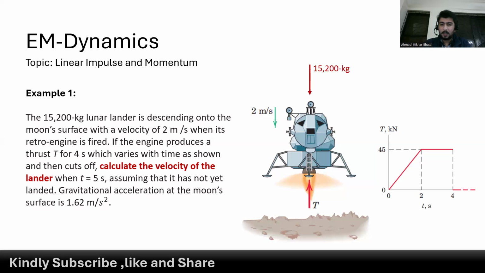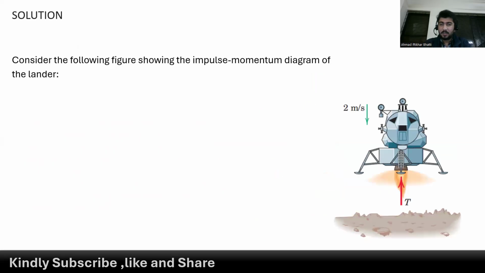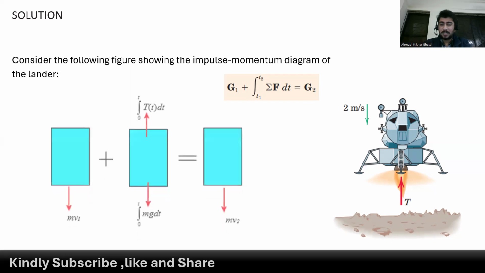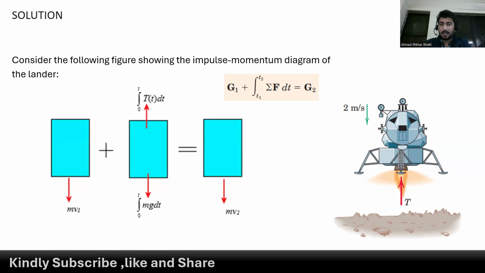And we have to assume that it has not yet landed and the gravitational acceleration at the moon's surface is 1.62 meters per second squared. So first of all, let's talk about the formula. The formula for linear impulse and momentum is G1 plus the integration of impulse from t1 to t2, equal to G2. Here G1 and G2 are the linear momentum, where G1 is equal to mv1 and G2 is equal to mv2.